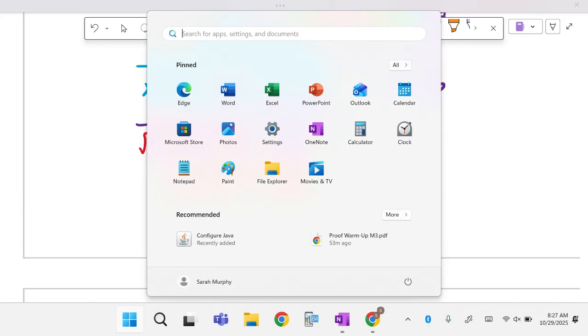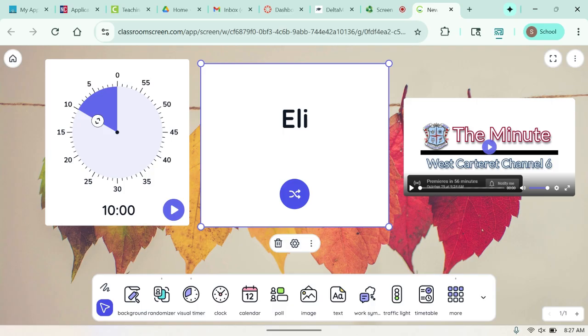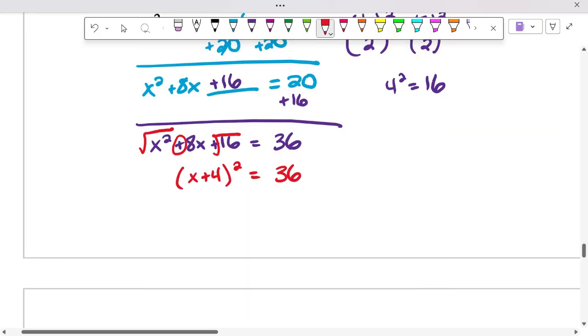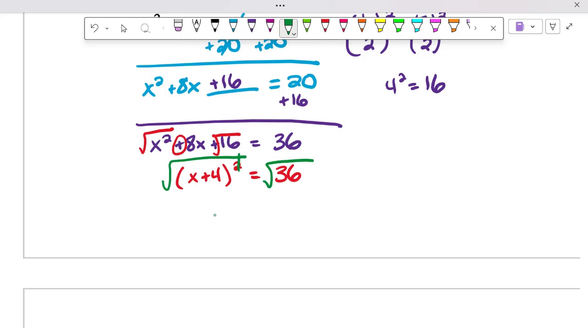All right. So what's your next step, Eli? So now we're in solving. So what do we do next? We can't do that yet because it's in the parentheses. And so based off of SATMEP, we got to do something first. Square root both sides. That goes away. X plus 4 is equal to what, Eli? Plus or minus 6. Good.